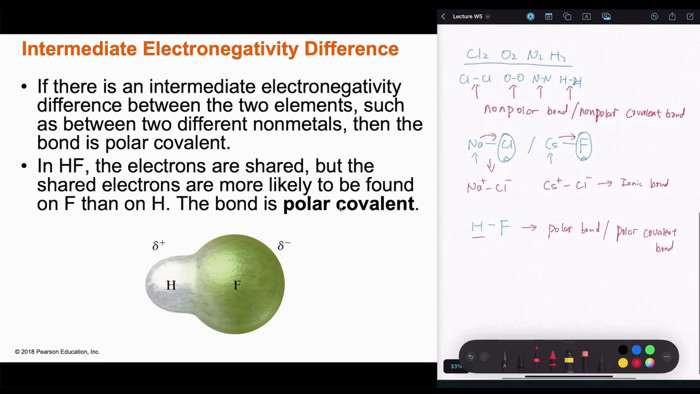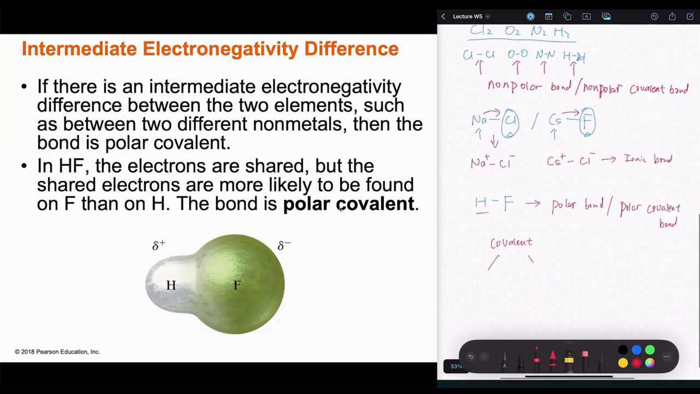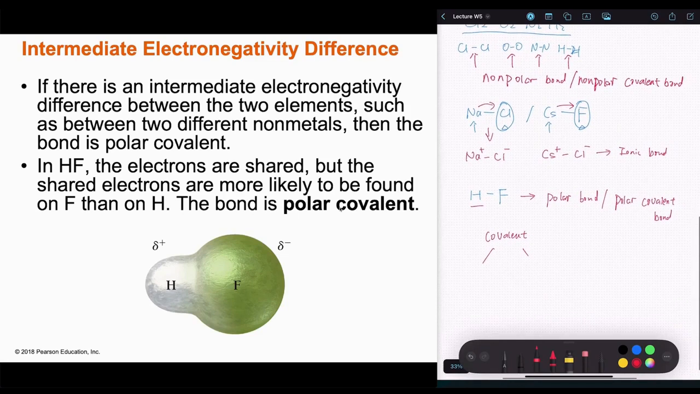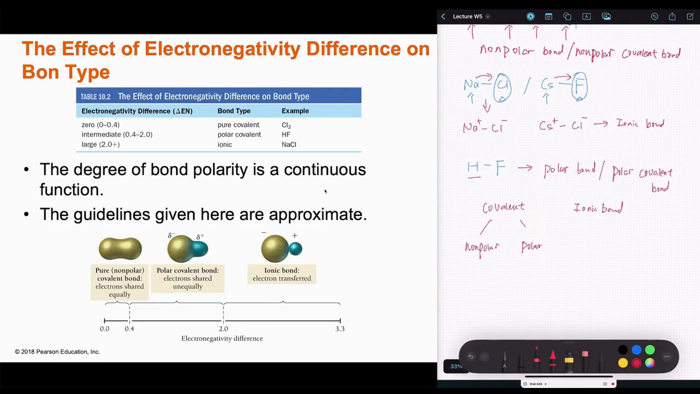Covalent bonds can be classified into two categories. One is nonpolar, the other is polar. And we also have an ionic bond. So now you can see that electronegativity is actually the real root cause of why we have these different bonds. It's all because of the electronegativity difference.